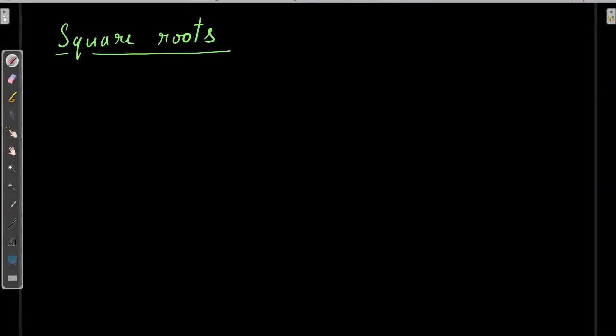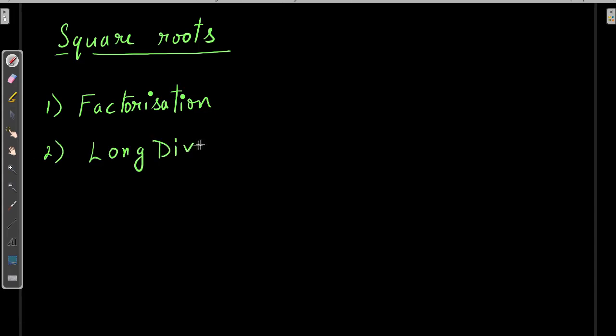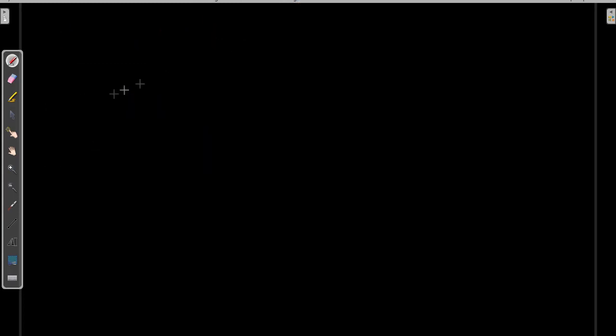In this video, we will learn about square roots. Square roots can be found by using two methods. The first method is factorization, and the second method is the long division method. These are the two common methods to find the square root. First, let's start with the factorization method.